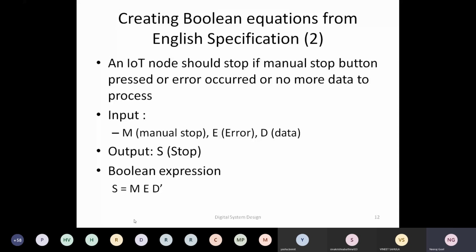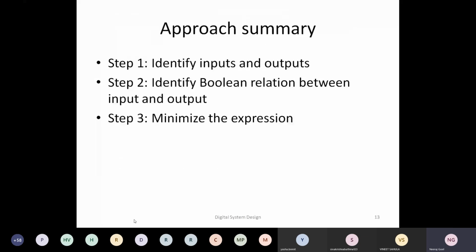And I can summarize this whole method like this. First, I have to identify inputs and outputs, and then identify what Boolean relations exist among these inputs and outputs. I have to be as precise and accurate as possible, because if it is not correct, then all the next steps in the process will go haywire. Once these Boolean equations are there, then we know what to do: we can use minimization using algebra, using K-maps, etc. So this is how English specification can be converted.